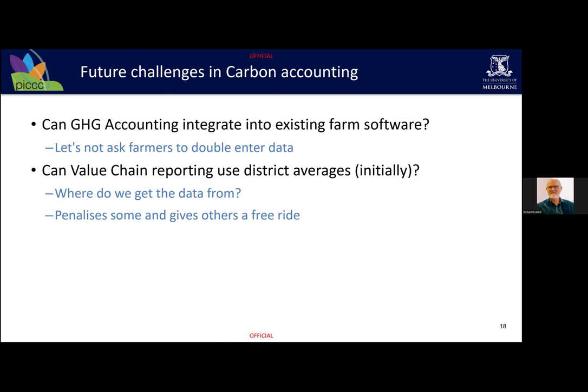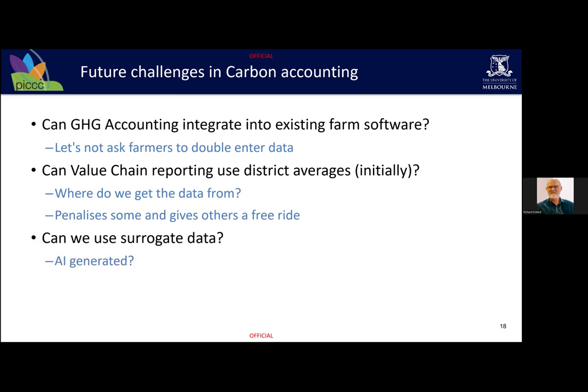And inherent in that, there are some that would be advantaged by a district average being lower than what their actual farm is doing. But there'd be some that would be penalized by it and would want to differentiate themselves and say, no, my farm is more efficient than the district average, so therefore I want a bottom-up account.